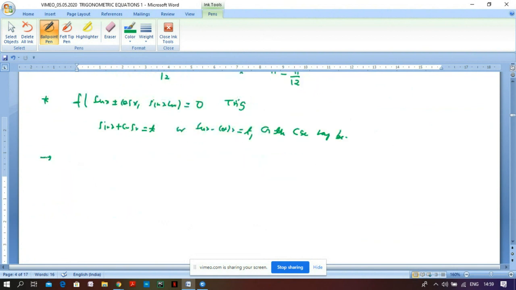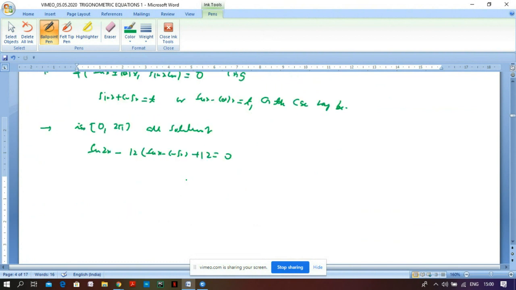So one example will be: in 0 to pi, you find all solutions of sin 2x minus 12 (sin x minus cos x) plus 12 is 0. So you want to find this solution. This will reduce to the previous case, as we will see.